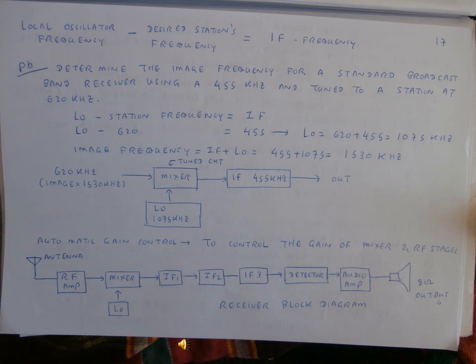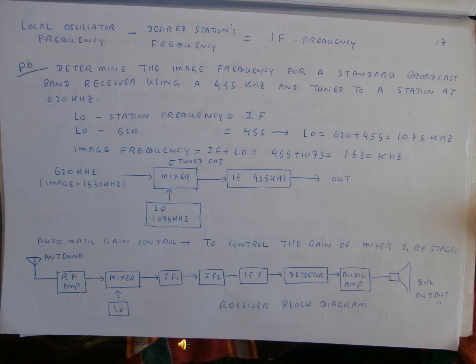The image frequency is also calculated as the intermediate frequency plus LO. So you get 455 plus 1075, which gives 1530 kilohertz. In this case, we can also draw the equivalent circuit diagram. The input will be 320 kilohertz, and the image is 1450 kilohertz.